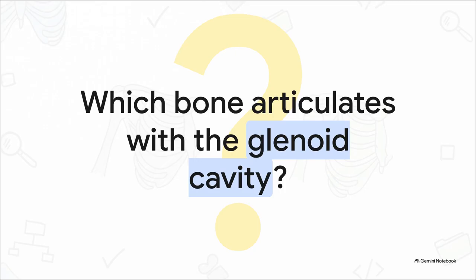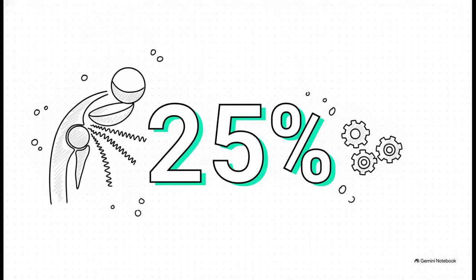Think back to the skeletal framework we were just talking about. Which specific bone articulates with the glenoid cavity of the scapula? And critically, what percentage of contact does it actually make with that surface? Take a quick second to lock in your answer. Okay, got it. The answer is the proximal head of the humerus.